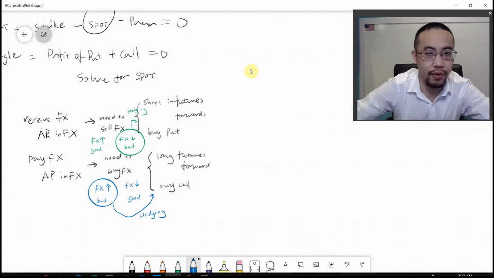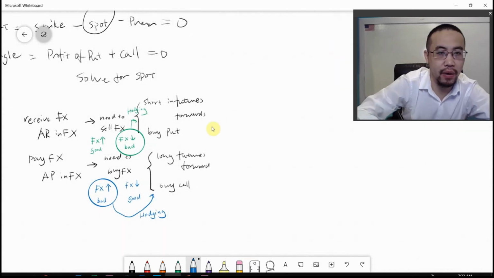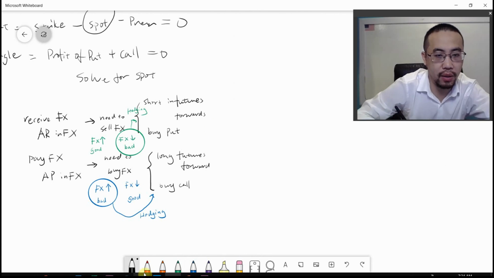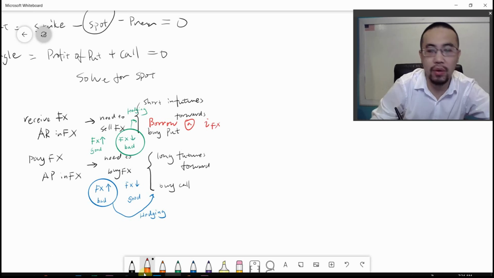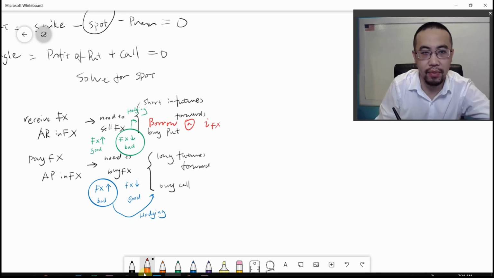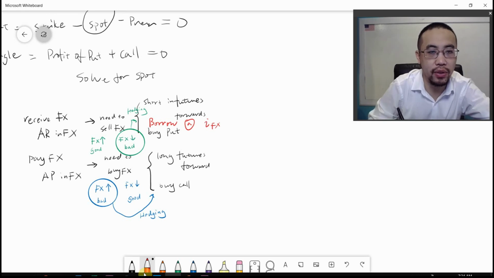So if you have receivables, then you will borrow. Let me write it in red. Borrow at the foreign interest rate, okay? Or you borrow from an institution in your partner's country, all right? If you're dealing with the payables, then you will need to lend at the foreign interest rate, okay?